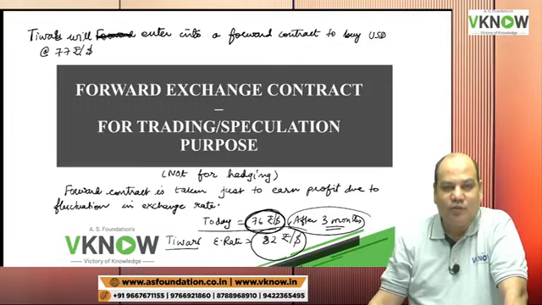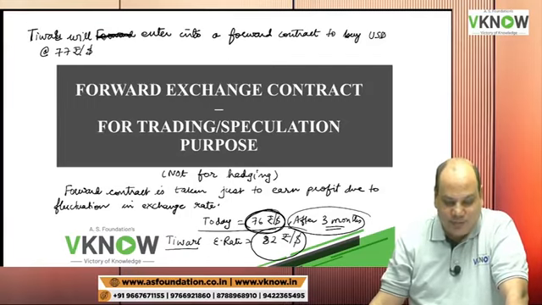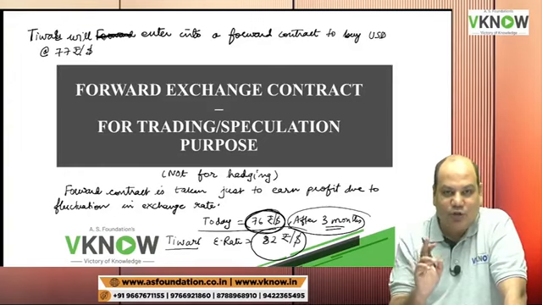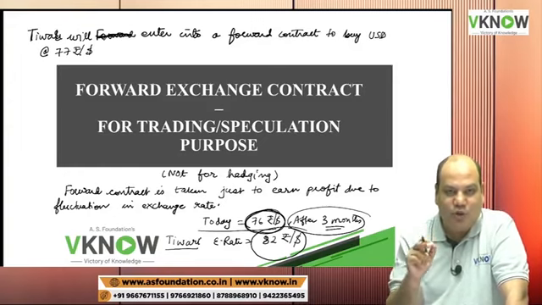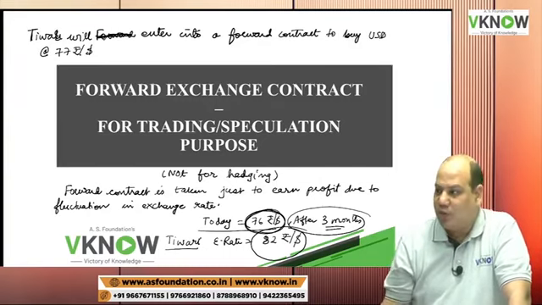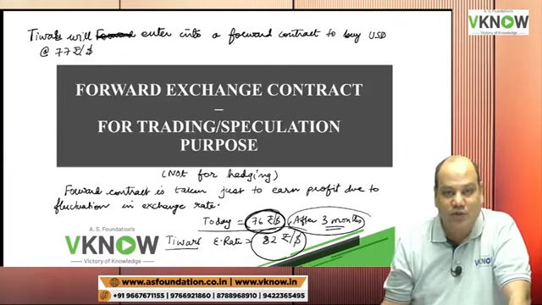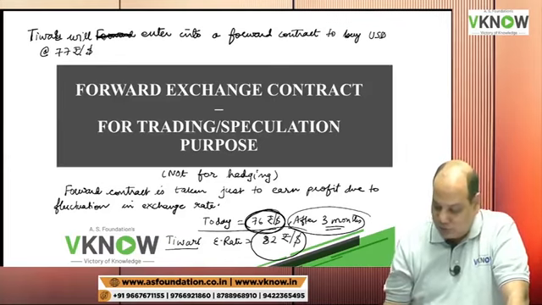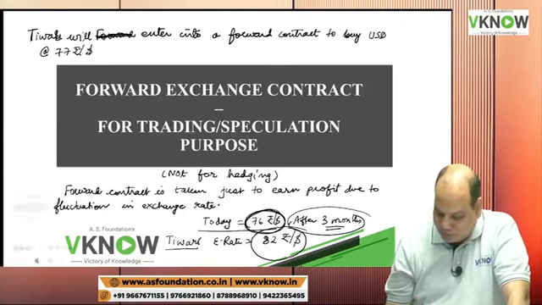So this is what is called a forward contract for speculation or trading. Here the objective is not to hedge the risk. The objective is to make profit because you are expecting that the exchange rate is going to move up or move down in a certain direction. One more example I will give you.